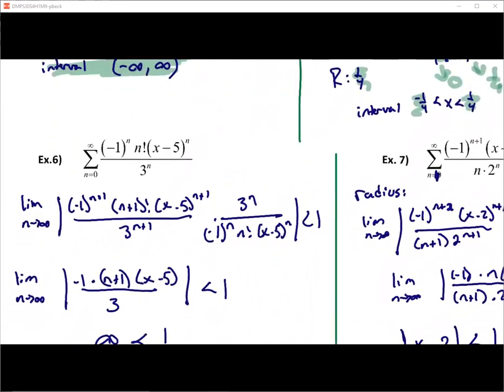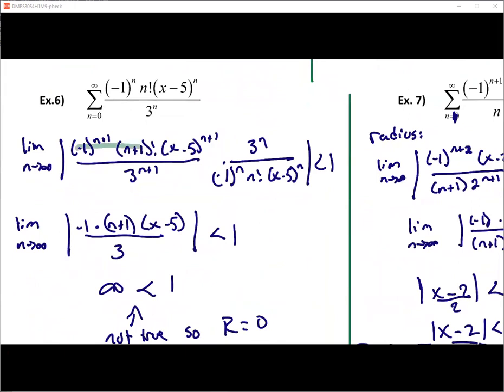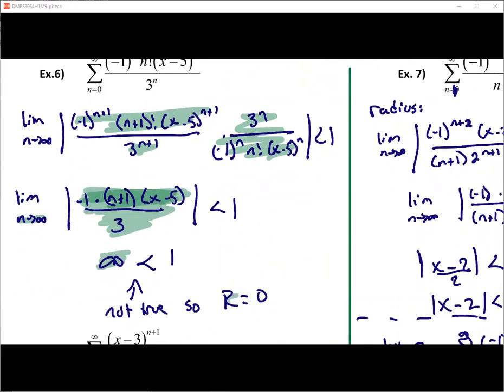All right, example number 6, same thing. Take the ratio of the next term to the previous term. Simplify it to get this expression. Please make sure you know how to simplify that. Pause if you need to work it out on your own. Then what ends up happening as n approaches infinity of this expression, we do get infinity. Infinity is never less than 1. Therefore, our radius of convergence is only at 0.